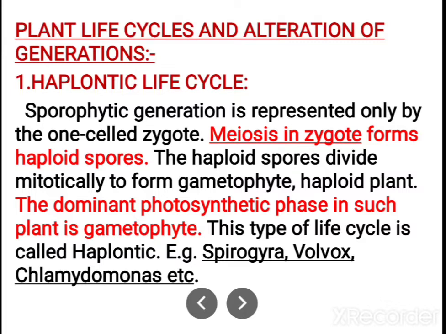Meiosis occurs in zygote and results in the formation of haploid spores. The haploid spores divide mitotically to form gametophyte, that is haploid plant. The dominant photosynthetic phase in such plant is gametophyte. This type of life cycle is haplontic. We can see this type of life cycle in algae, that is Spirogyra, Volvox, Chlamydomonas and all.